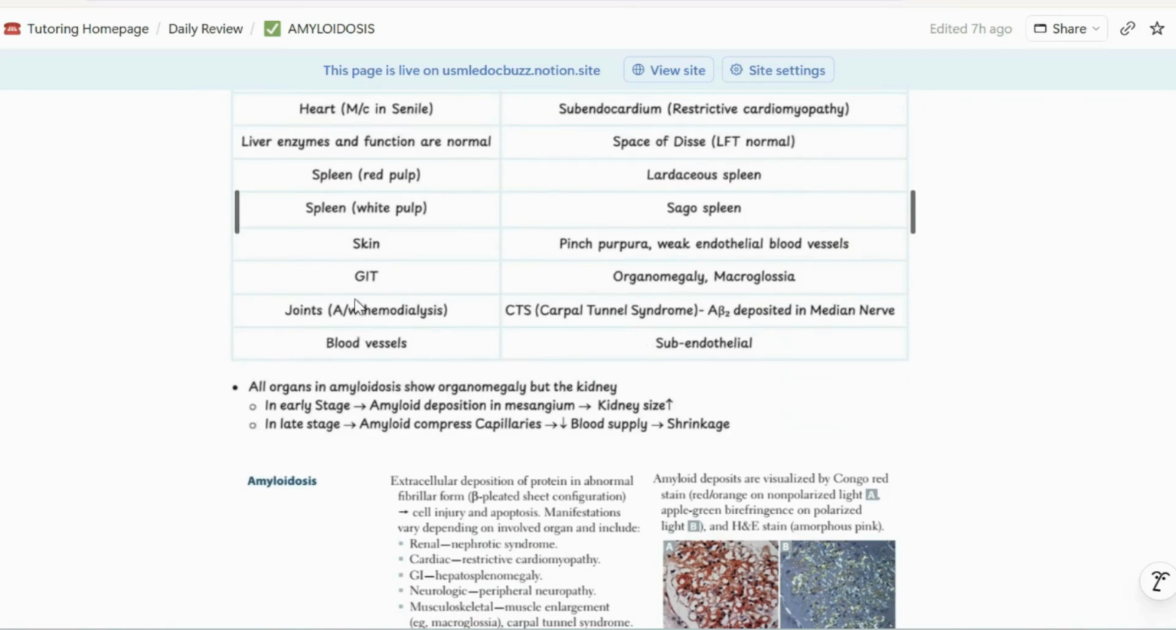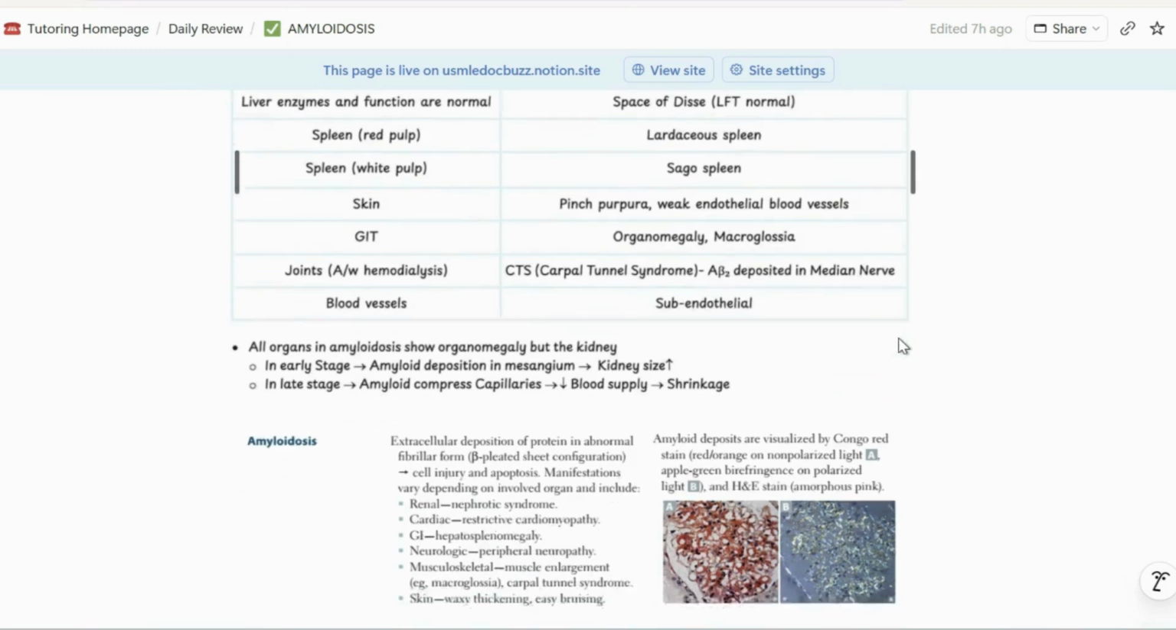Now, joints. Joint involvement is usually via hemodialysis. And because it's hemodialysis, we know that it's beta 2 microglobulin. And because it leads to accumulation mostly seen in carpal tunnel, you may see median nerve involvement and then the syndrome itself, right? So paresthesia, numbness, different presentation, right? Blood vessels, usually again, subendothelial, right? Subendothelium. It's not the endothelium. Below the endothelium, that's where the accumulation is. And then you may see that the vessels are fragile, okay?